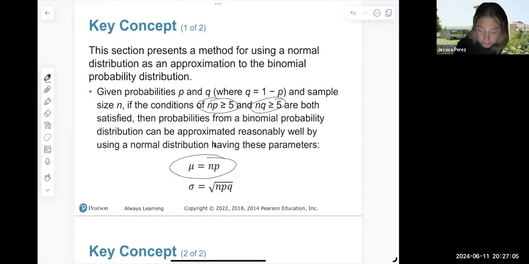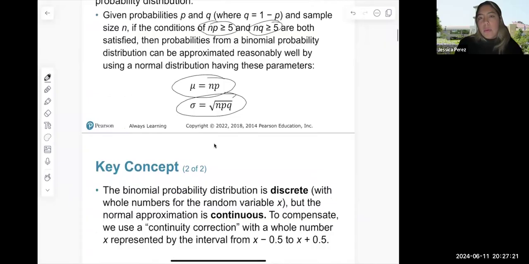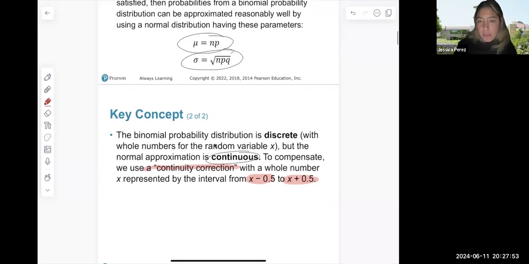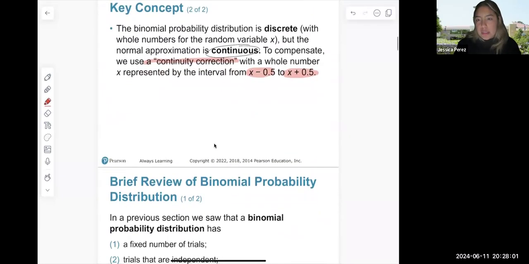So now look at the mean. The mean can be found by multiplying n times P, the sample size n multiplied by the probability P, and sigma is the square root of n times P times Q. How can we approximate? Well, the binomial probability is discrete, with whole numbers as the values of the random variable x. But in a normal approximation, we have a continuous variable. So to compensate, we're going to use a continuity correction. If it's not a whole number, we're going to do either x minus 0.5 or x plus 0.5 to adjust. We want to make sure we are representing it by a whole number, and it's going to be averaged between x minus 0.5 and x plus 0.5.